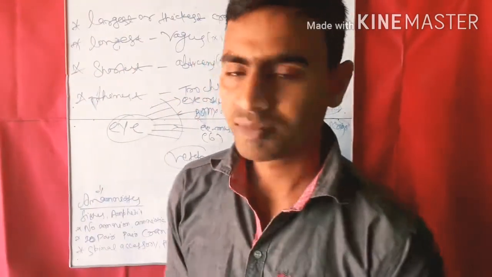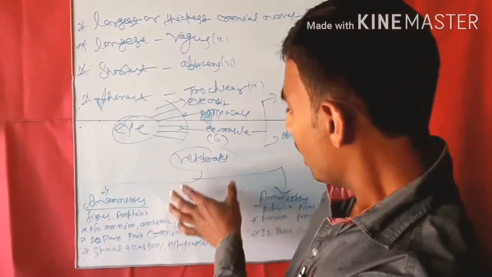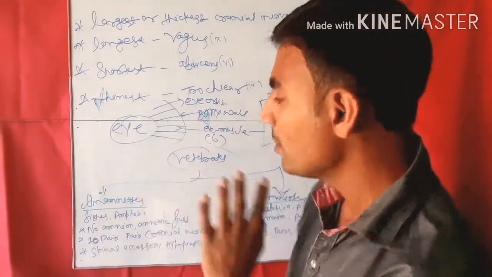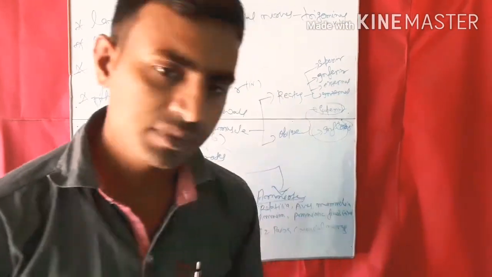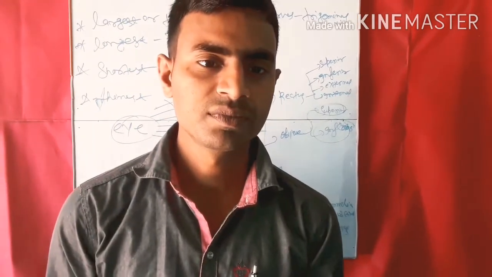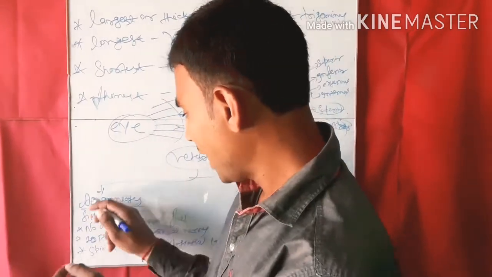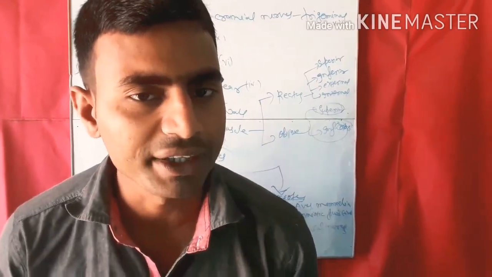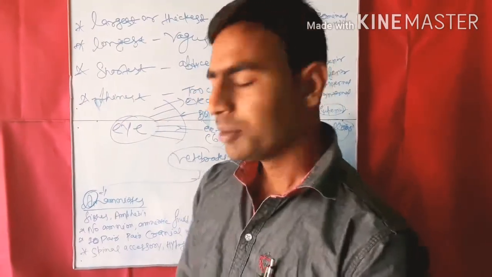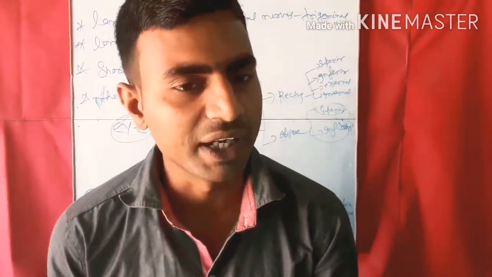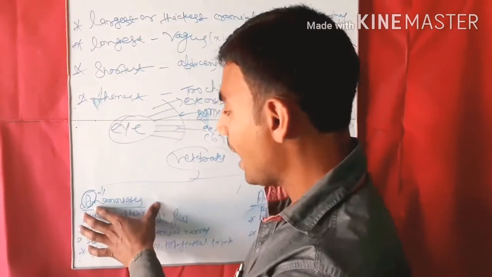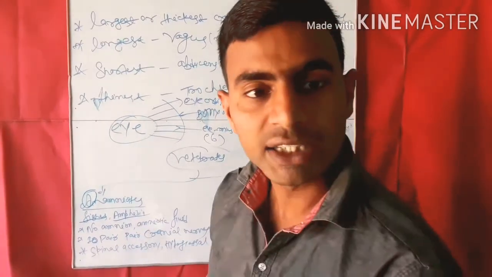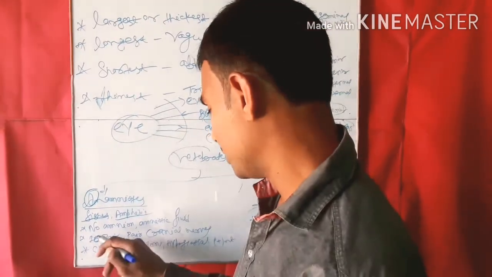Next, vertebrates are divided into two parts: anamniotes and amniotes. You know well that 'an' means no or not, so anamniotes means amnion is absent. In anamniote vertebrates, like fish and amphibia, amniotic fluid is absent, meaning no amniotic fluid.